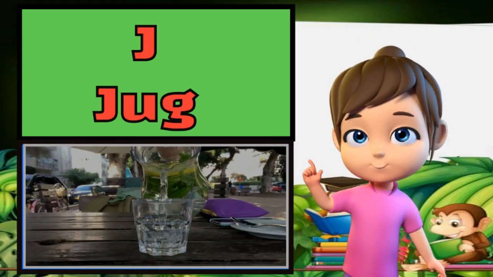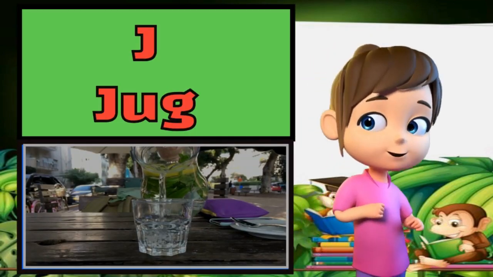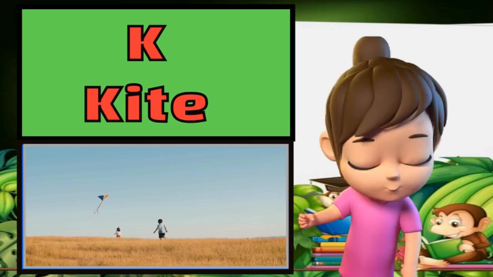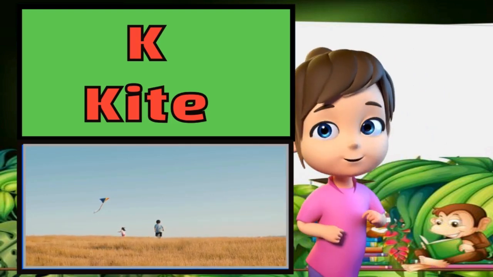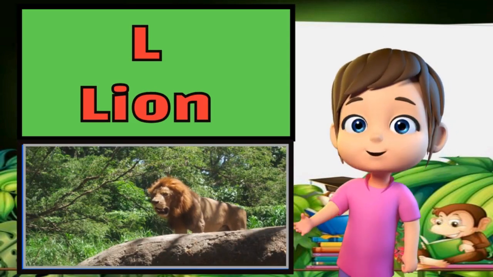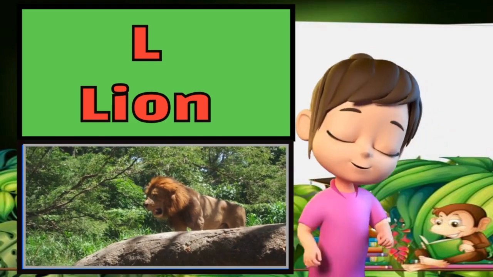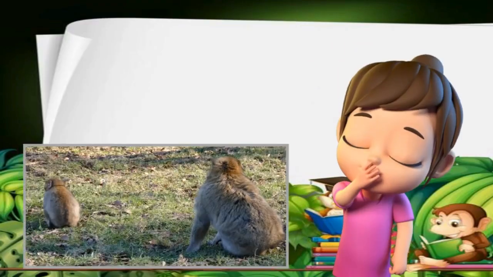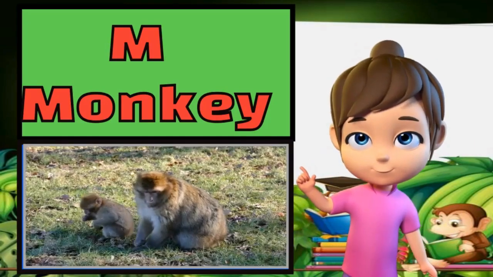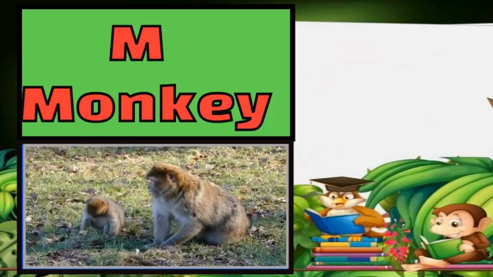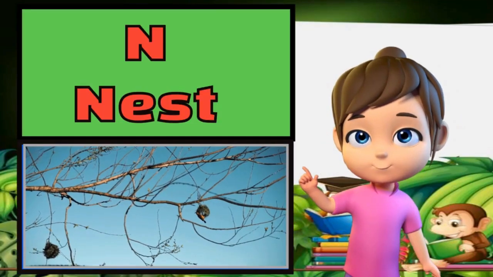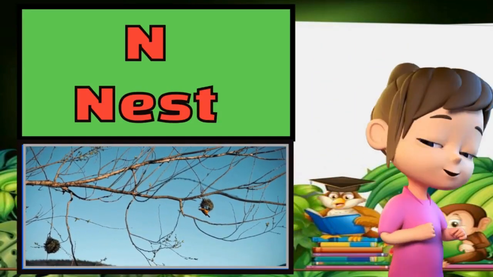J for jug, this is a jug. K for kite, this is a kite. L for lion, this is a lion. M for monkey, this is a monkey. N for nest, this is a nest.